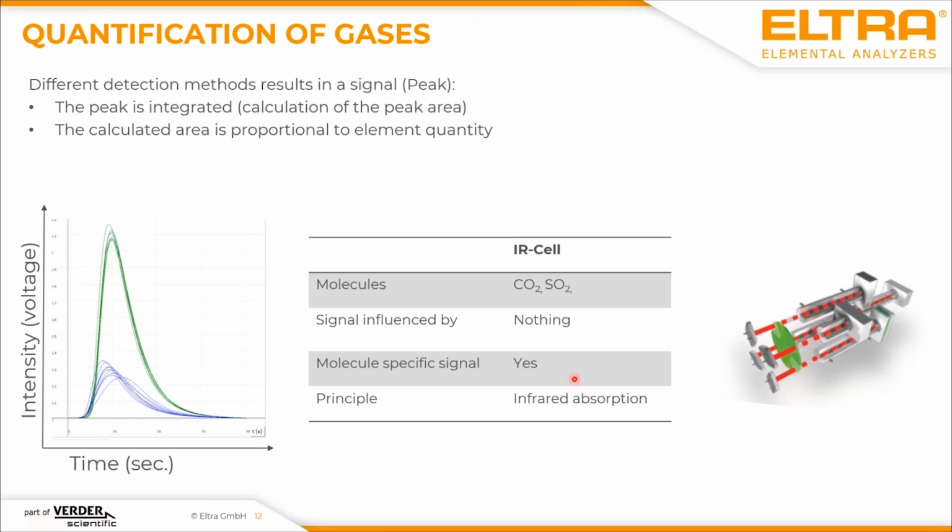Some elemental analyzers work differently. They separate the gases before they measure them. This is a bit more complicated because you need a lot of chemicals. We don't do it like this because it is much more straightforward to measure them in a mixture at the same time, because of their specific extinction coefficient to infrared light. And the principle is infrared absorption.